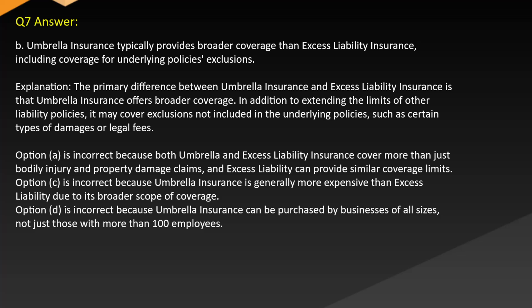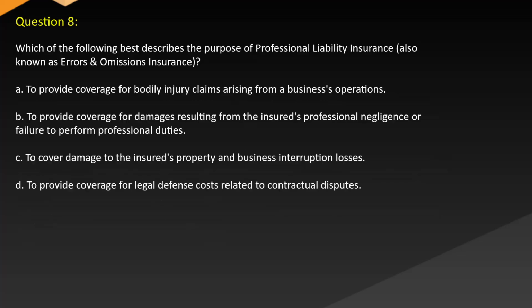Option A is incorrect because both umbrella and excess liability insurance cover more than just bodily injury and property damage claims, and excess liability can provide similar coverage limits. Option C is incorrect because umbrella insurance is generally more expensive than excess liability due to its broader scope of coverage. Option D is incorrect because umbrella insurance can be purchased by businesses of all sizes, not just those with more than 100 employees.